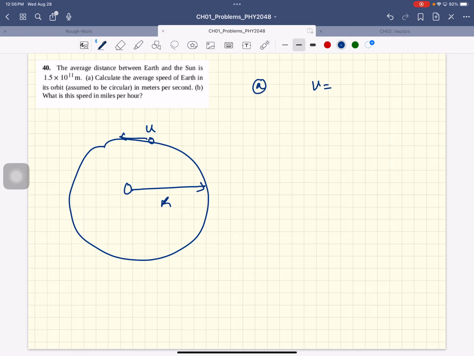The speed is the distance traveled divided by the time. The distance traveled is 2 pi r, and time is 1 year. That's the time it takes Earth to go around the Sun. So 2 pi into 1.5 into 10 to the 11, and I'll convert that to kilometers right there, 10 to the minus 3 kilometers.